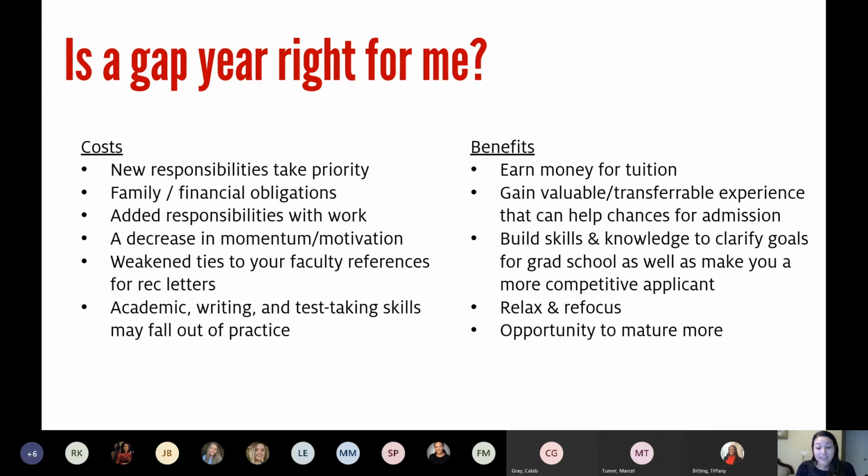And then last bullet point, it gives you an opportunity to mature a lot more, which can be a really great benefit as you enter a graduate degree, because it requires a whole different level of maturity and responsibility and time management skill, more than anything.